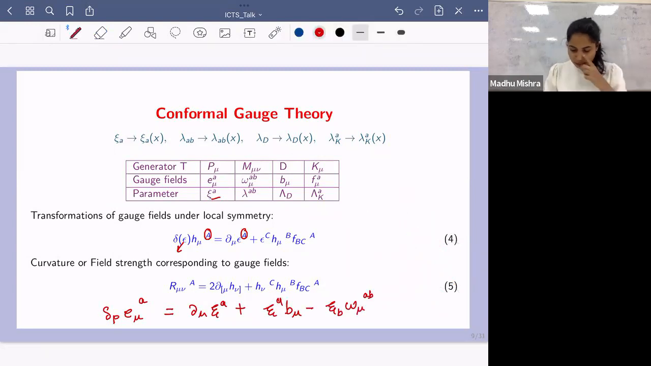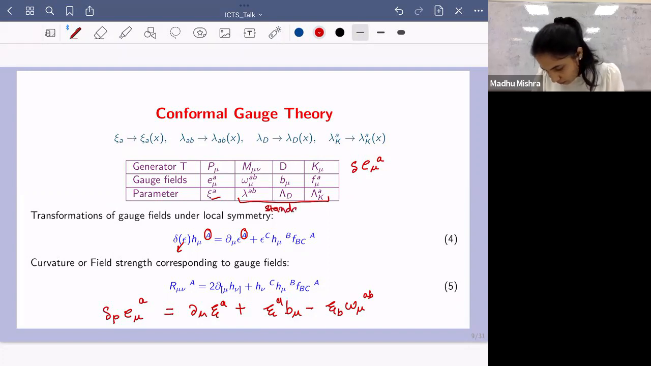So this is the transformation of E mu A under local translation. Similarly, if I want to write the transformation of E mu A under other symmetries, all the symmetries other than local translation combined, called the standard gauge transformation, here I will denote it with STD.